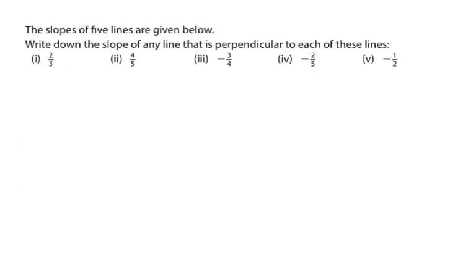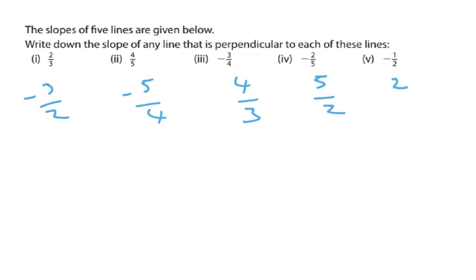Okay, the examples then. Pause the video, try to write down the slope of any line that's perpendicular, and then press play to see if you've got the right answer. Okay, so the slope of the first one, the perpendicular line, is going to be minus 3 over 2. This one is going to be minus 5 over 4. This one is going to be 4 over 3, because it's already negative, so when we make it negative, negative by negative gives me a plus. This one's going to be 5 over 2, and this one's going to be 2 over 1, which is just 2.